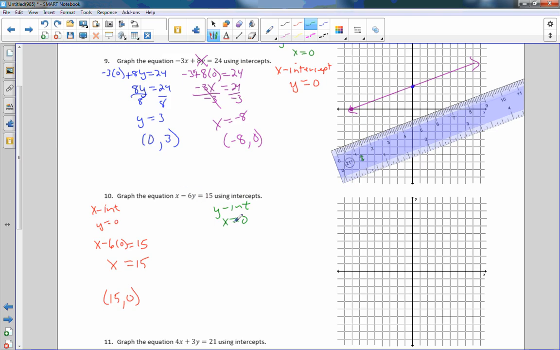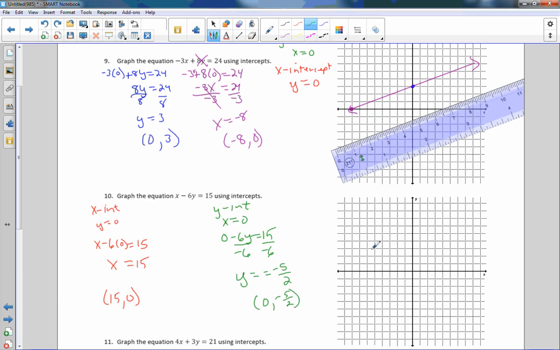Now if I do this and let x equal 0, then I get 0 minus 6y equals 15. Well, that's negative 6y, so when I divide by negative 6, I get y to equal negative 2.5, or negative 5 halves, when x is 0.